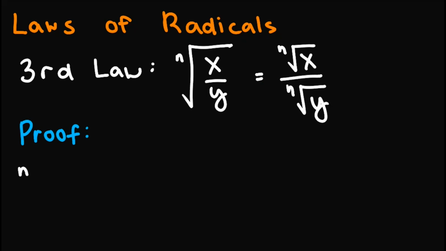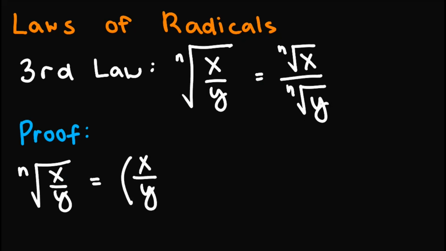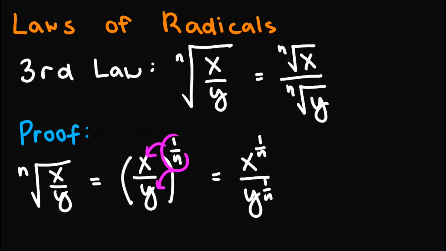First, nth root of x over y. By definition, this one is equal to x over y raised to 1 over n. Then we apply the power of a quotient law. So we distribute this one to the numerator and the denominator. We'll obtain x raised to 1 over n over y raised to 1 over n. By definition again, for radicals, this one is equal to the nth root of x over the nth root of y. And we have come up with what we want.